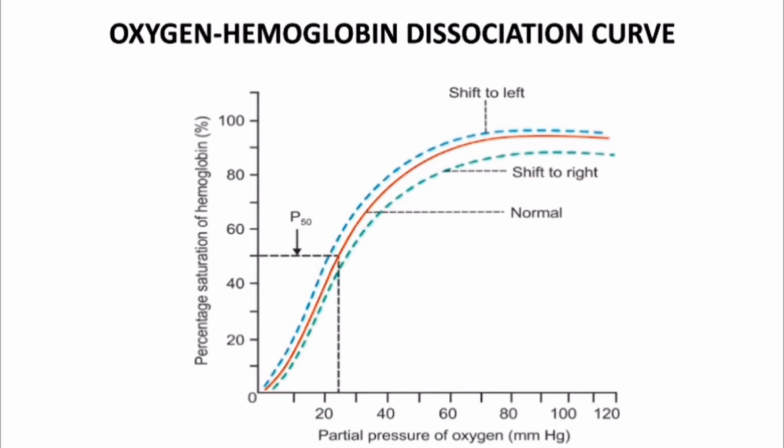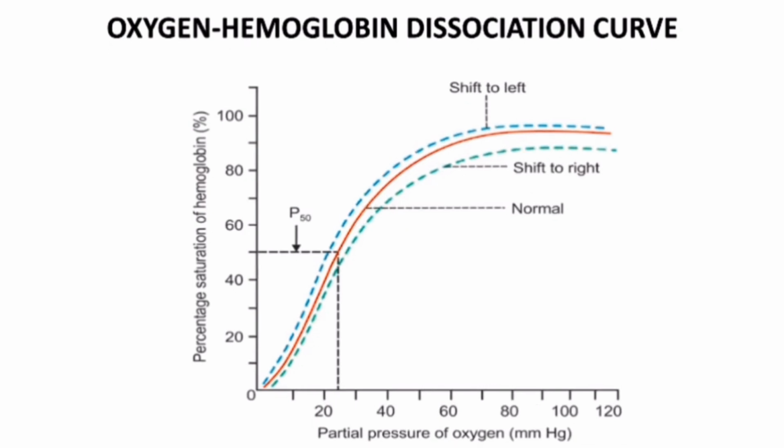This is the graph showing the relationship between the partial pressure of oxygen and the percentage saturation of hemoglobin. You can see a normal graph in a red line. That is a normal graph. What you see is a sigmoid shaped graph. So we have something known as shift to right and shift to left.